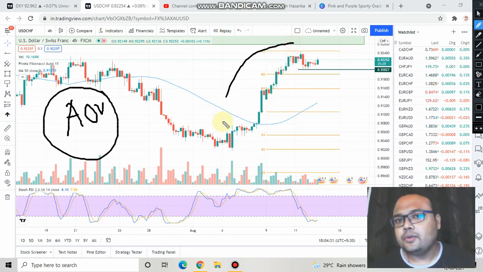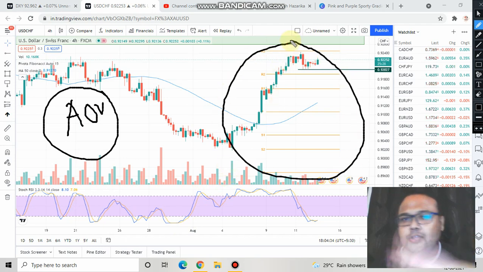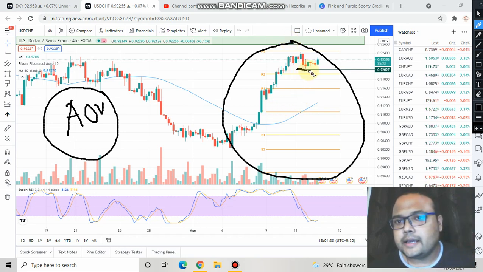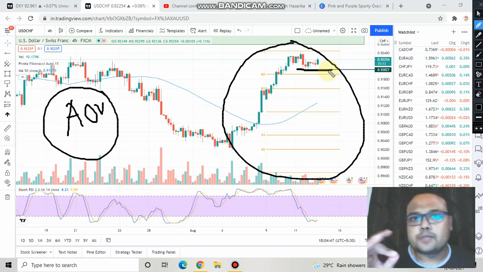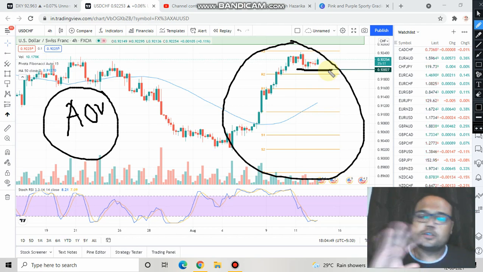But here, if you look at the chart, we can see that there is no proper support present. There is no support here. At this particular level, the market is trying to form a temporary support, but this support is not a very convincing one, because this is a temporary support, not a good or strong support.